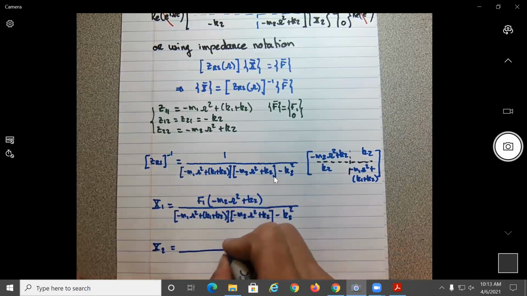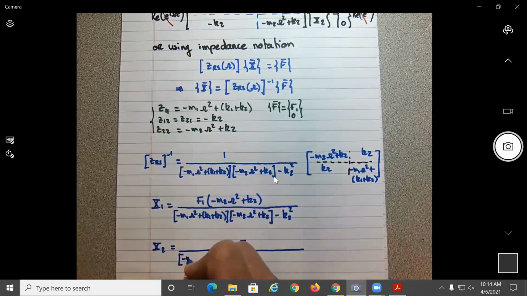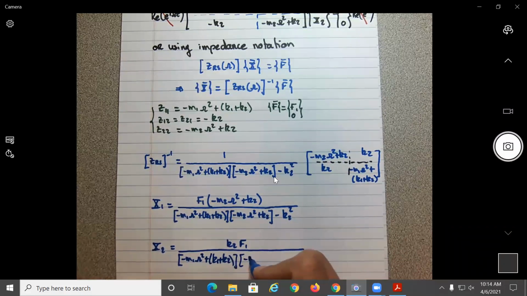Will be equal to K2 F1, and on the denominator will be the same term. Okay, so I'll give you some time. Copy this. Let me pause it. That way you don't have to wait if you watch it.